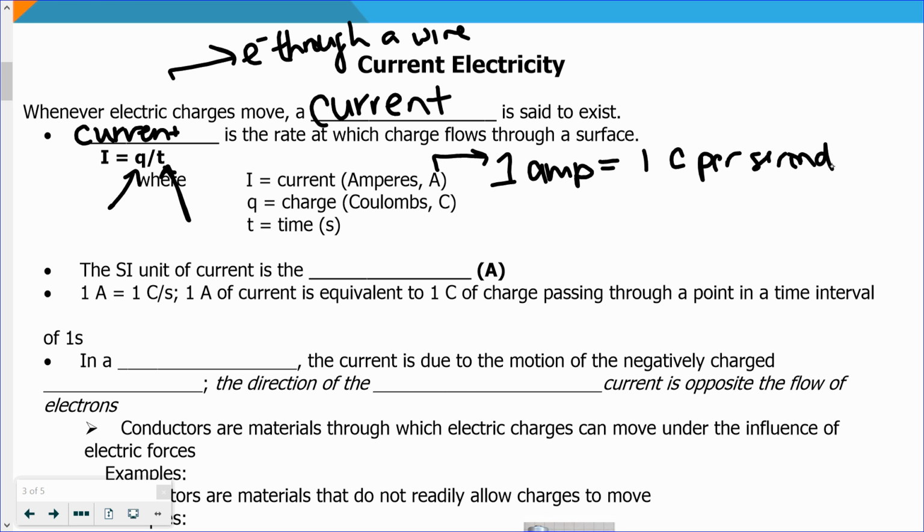So current is really important when we're getting into induction. We'll look at magnetic induction, and that requires current to be flowing through a wire, and it can also cause heat. Current is kind of the cause of heat within wires. So the SI unit of current is the ampere. We already said that.